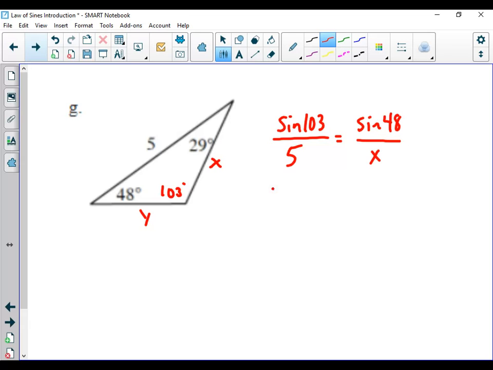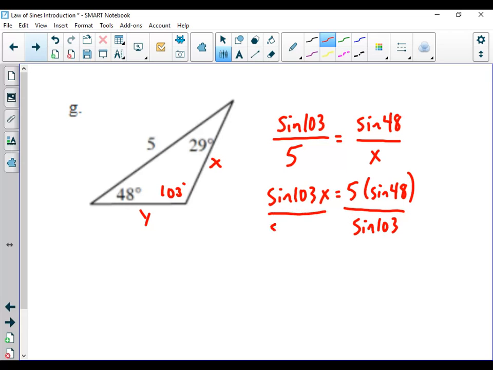So sine of 103 times x should equal 5 times the sine of 48. So in order to find x, I need to divide by that sine of 103. So go ahead and type that in, because sometimes just typing it in correctly is the hardest part. But go ahead and type in 5 times the sine of 48, and then divide that by the sine of 103, and we'll make sure that everybody's getting the same value.